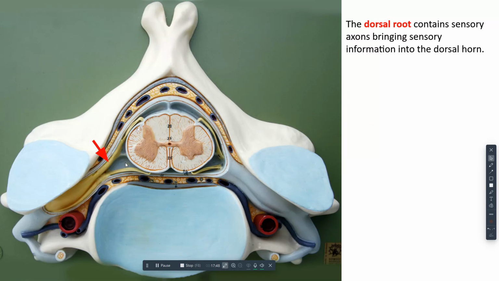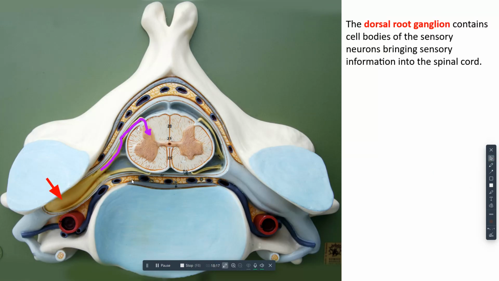Now, what I'm looking at here is a root. A root is a bundle of axons. This is the dorsal root. So this is a bundle of axons that are going in, taking information in to the dorsal horn. So my dorsal root is a bundle of axons taking sensory information into my dorsal horn.